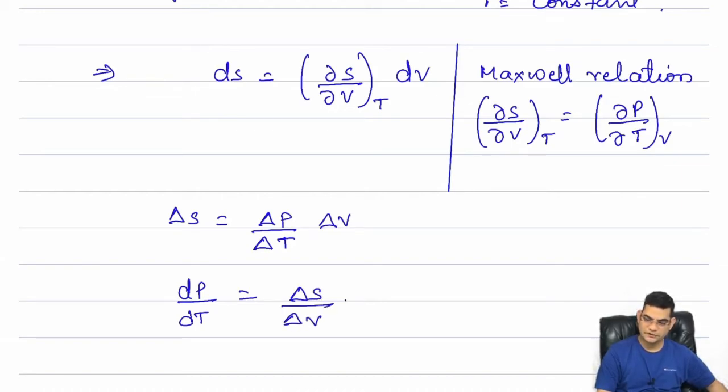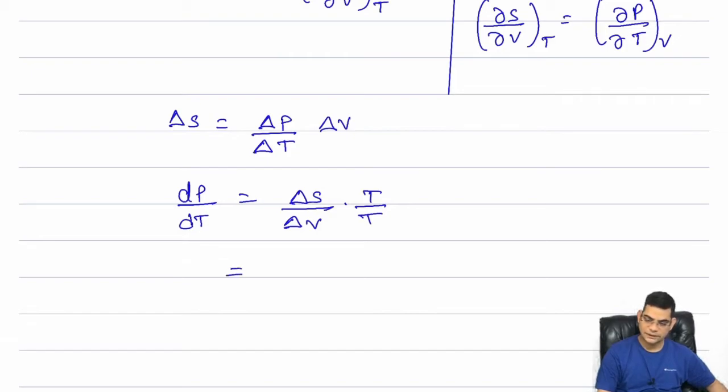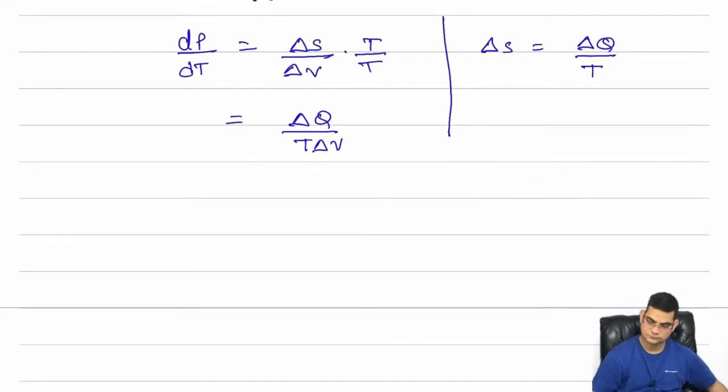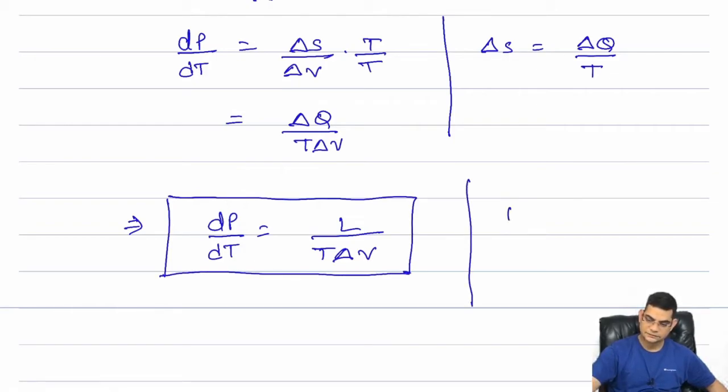Now multiply and divide it by temperature. That can be written as delta Q upon T delta V, because we know entropy is delta Q upon T. Now that can be written as dP upon dT is equal to L upon T delta V, because we know that latent heat is delta Q by m and specific volume is delta V by m.